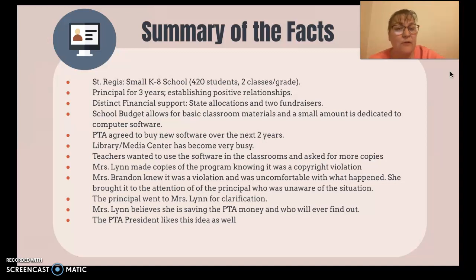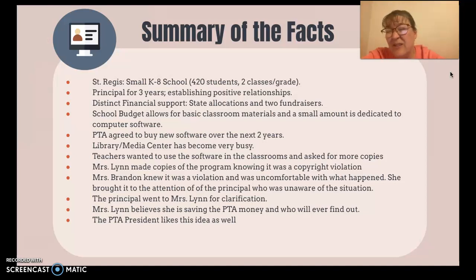Our library and media center is very busy, and the teachers do want more software opportunities in their classroom, and they've asked for copies, and Mrs. Lynn, our media specialist, made copies of the program, but she also knew it was a copyright violation. We have a new elementary teacher, Mrs. Brandon. Where she came from, she knew it was a violation and was very uncomfortable with what happened. She brought it to the attention of me, and I was unaware of the situation. And so as the principal, I went to Mrs. Lynn for clarification of just reasons for what had happened.